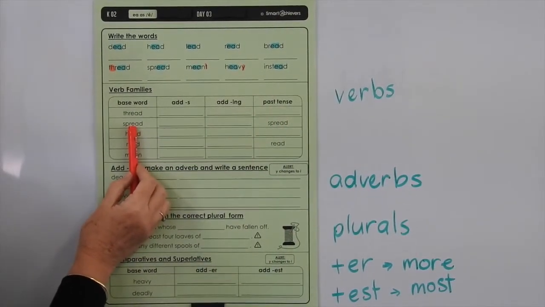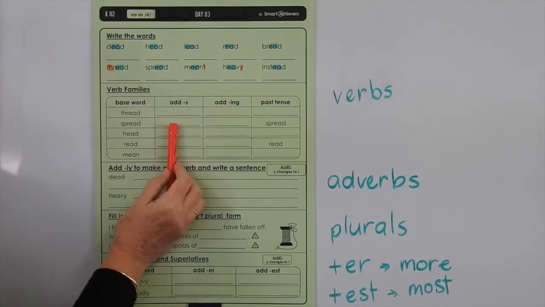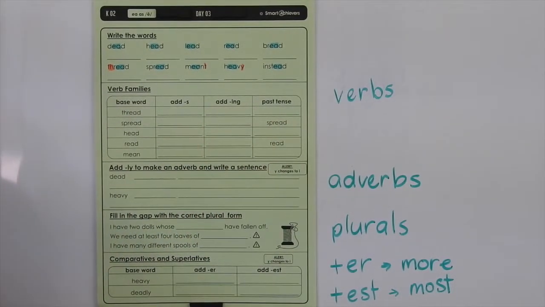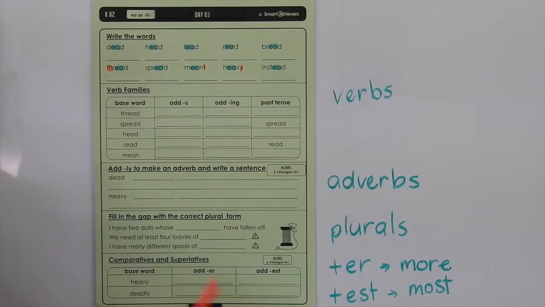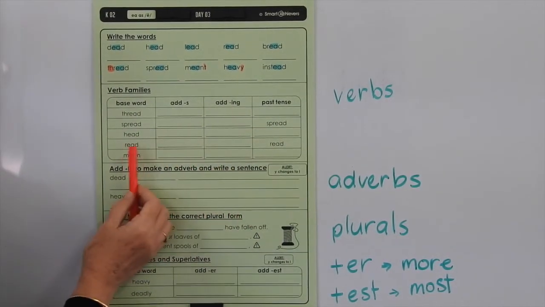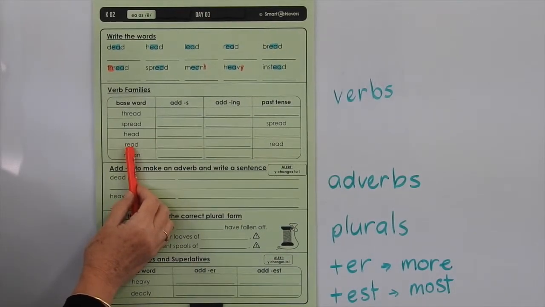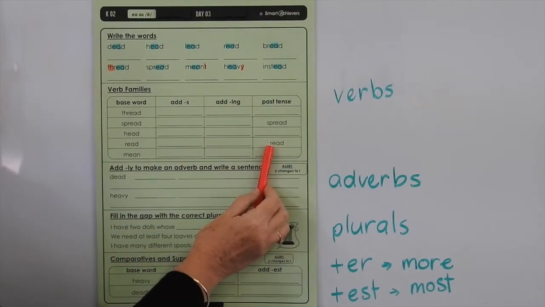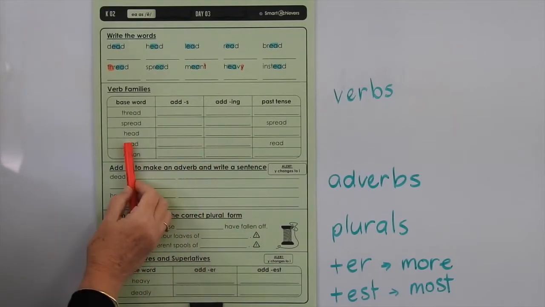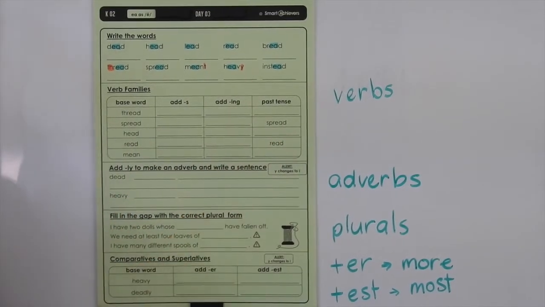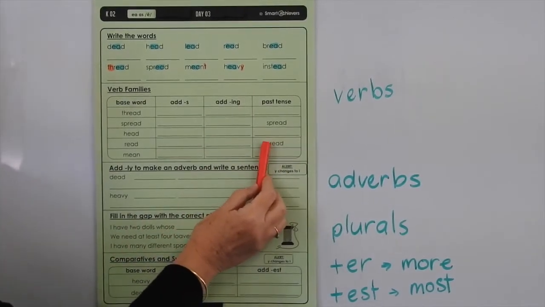But here, be careful of this one because you've got spread, spreads, spreading, spread. We don't say, I spreaded the peanut paste on my bread. You just say spread. Head, heads, etc. This is the other tricky one here. We could have the base word as read, reads, reading, and the past tense is read. So we're going from a long vowel sound here to a short vowel sound in the past tense. So it's an irregular verb there.